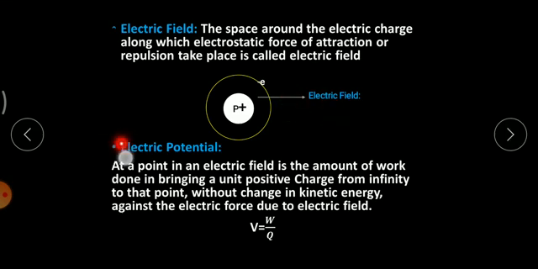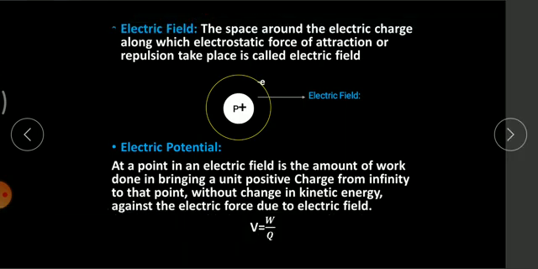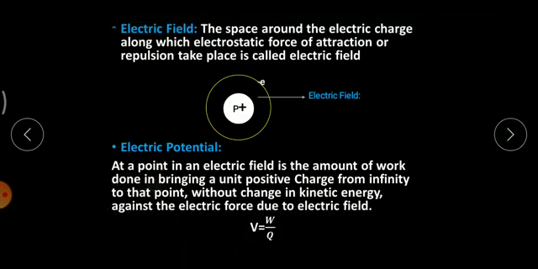Now the next thing, that is electric potential. Previously I told you charges cannot flow on their own. So in order to flow charge, we require a certain potential. That is nothing but electric potential. So it is a point in an electric field where the amount of work done in bringing a unit positive charge from infinity to that point.